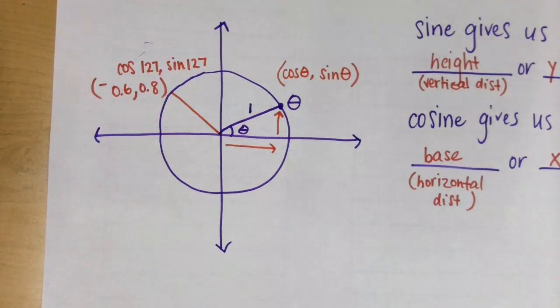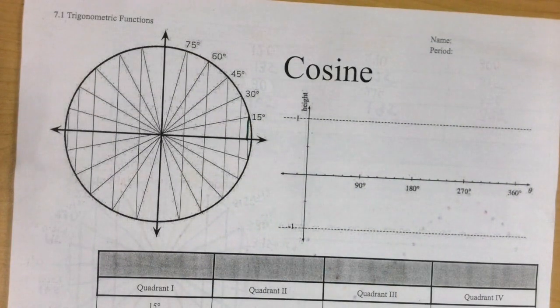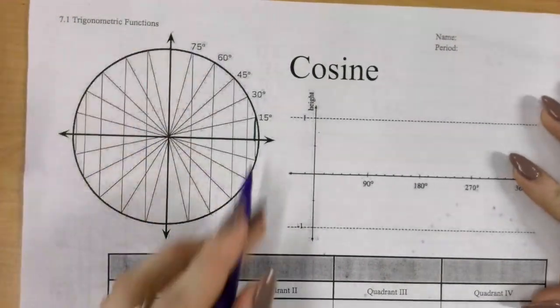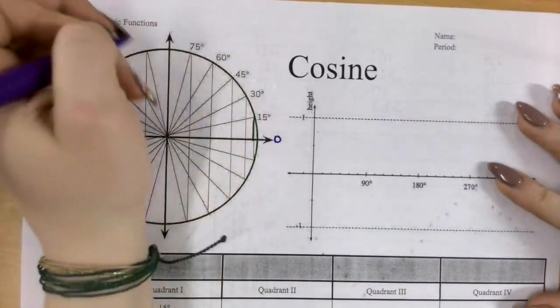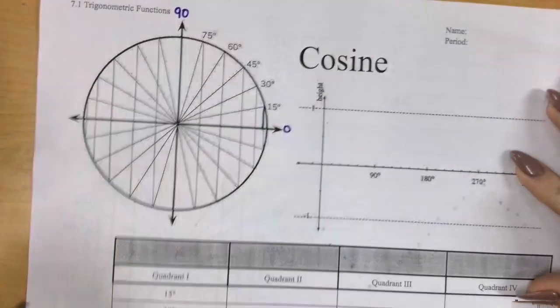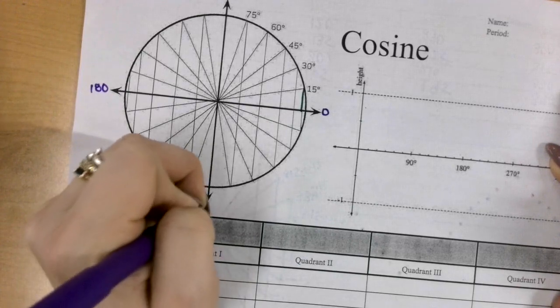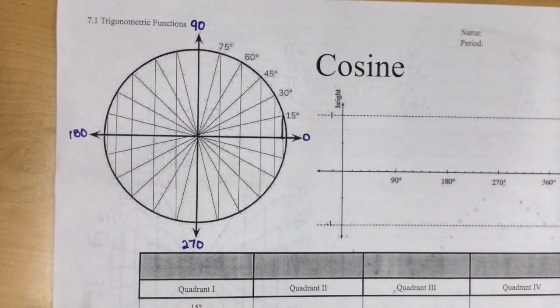All right, so let's take a look at what this is going to be on our cosine worksheet, okay? A couple of things to pay attention to. We are going to start by labeling our degrees like we did before. Here we're at 0. This is going to go up to 90 degrees here, 180 over here, 270 here. Something that I want to point out that is different than sine.